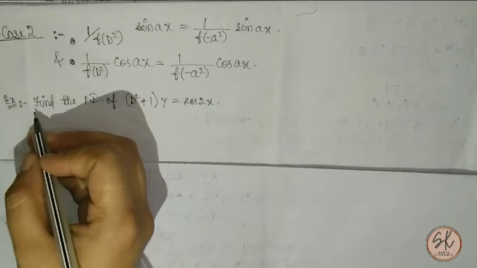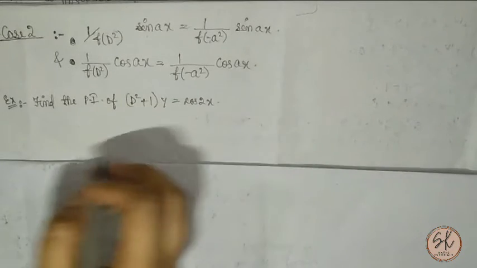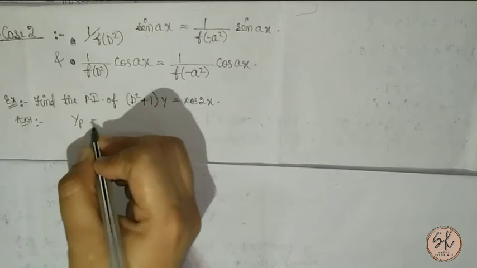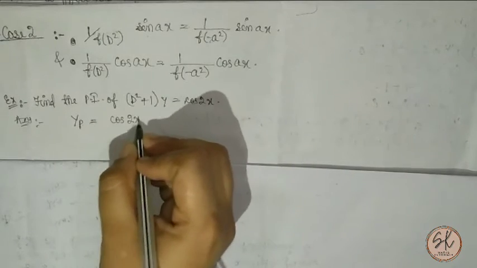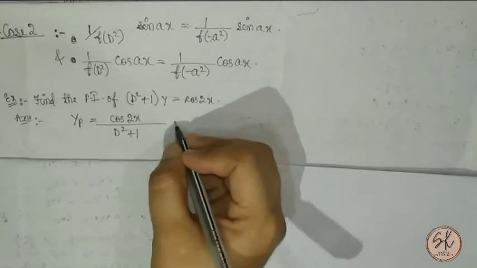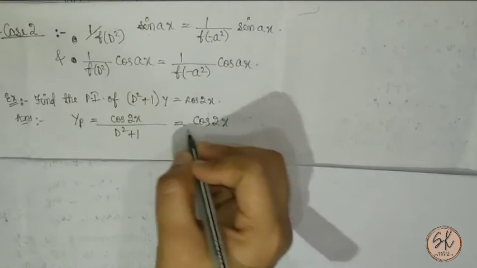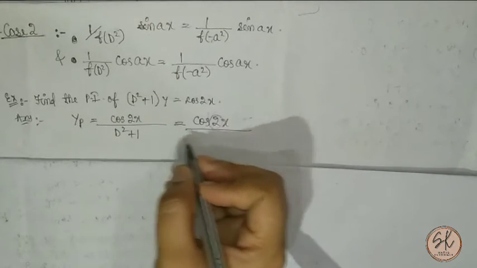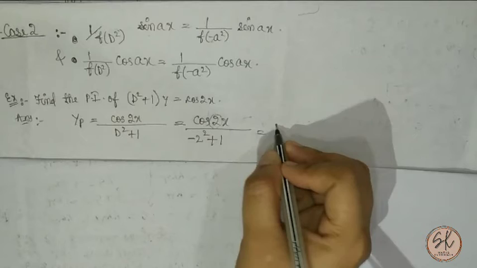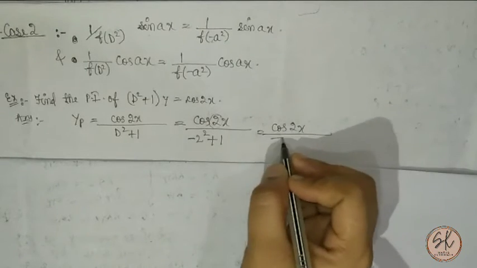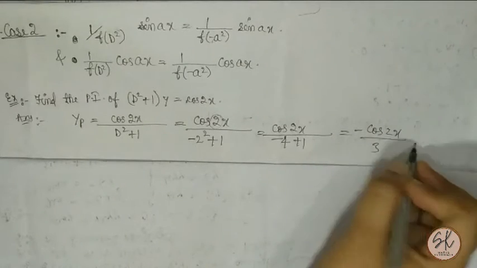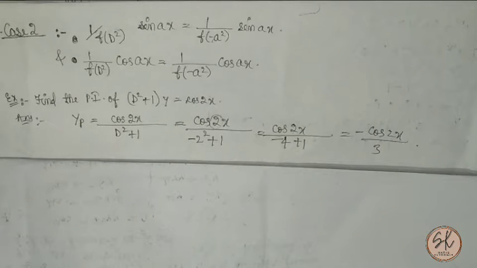So here is a question: find the particular integral of this equation. Then the particular integral yp is equal to cos 2x by D square plus 1. Now this is equal to cos 2x, and here a is 2. So in place of D square we will write minus 2 square plus 1, which is equal to cos 2x by minus 4 plus 1, which is equal to minus cos 2x by 3. So this is how we solve this type of question.